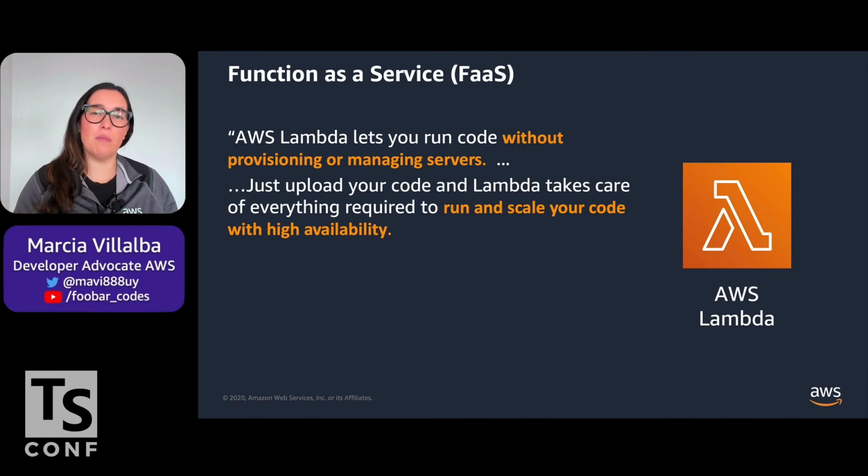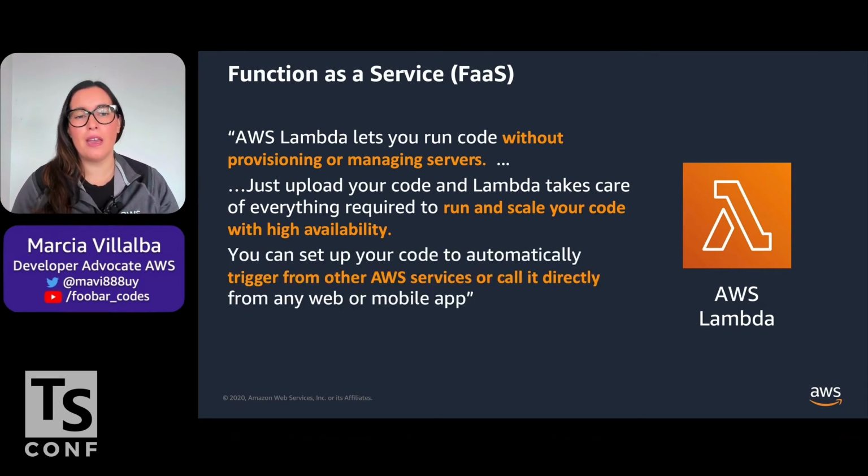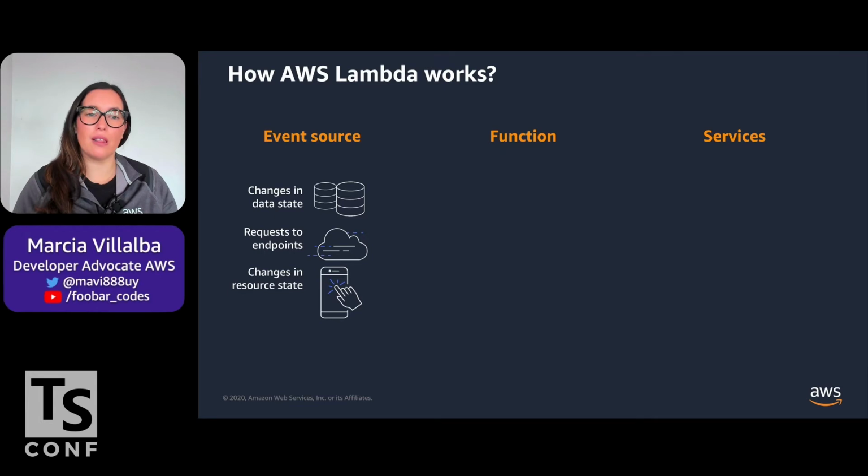So basically, Lambda is a platform where you upload your code. You can set up your code to automatically be triggered from other AWS services or call it directly from any web or mobile application. So these Lambda functions have the characteristic that they are idle until something triggers them. And what can trigger a Lambda function? Well, many things. It can be a change in state, a new message in a queue, a new record in a database, a new file in storage. It can be a new HTTP request. It can be somebody pressing a button or writing something in a box. So many different things can trigger a Lambda function.